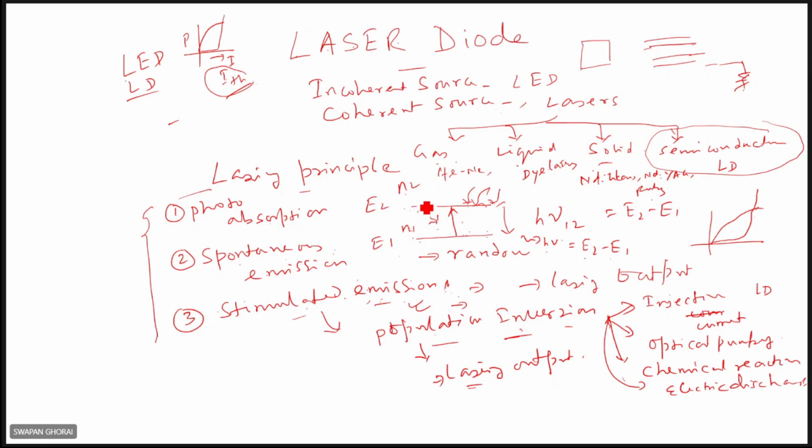Since we are considering electron transitions, if the carrier density in the upper energy state is greater than the carrier density in the lower energy state, that is the ground state, then that situation is called population inversion.